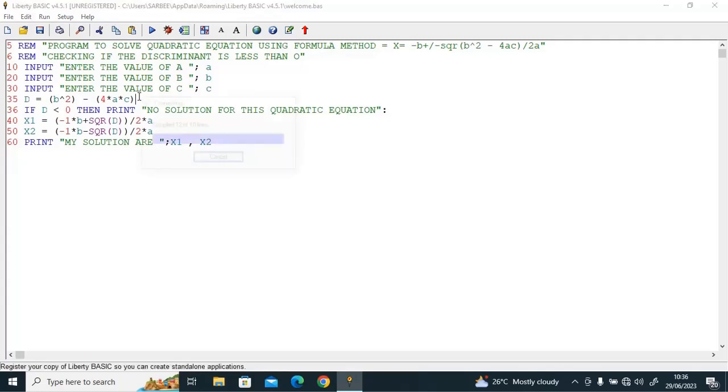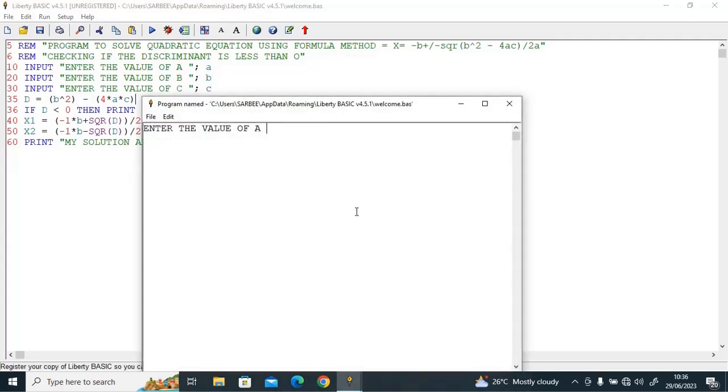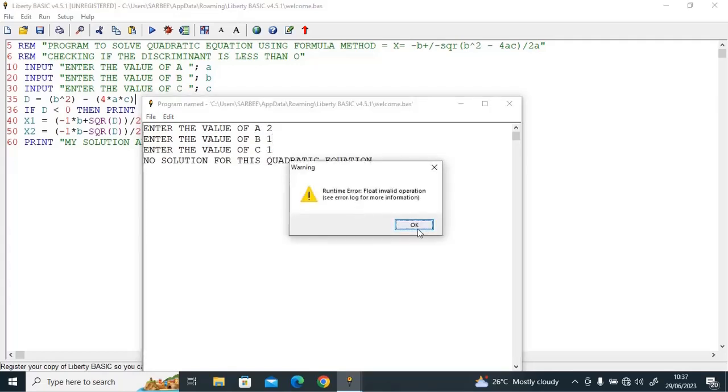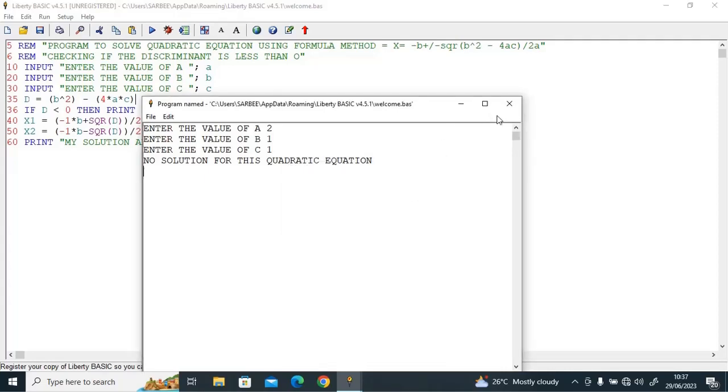Okay, let's check. That is the program for you. This is 2. No. No solution for this equation. Okay, I think that works.